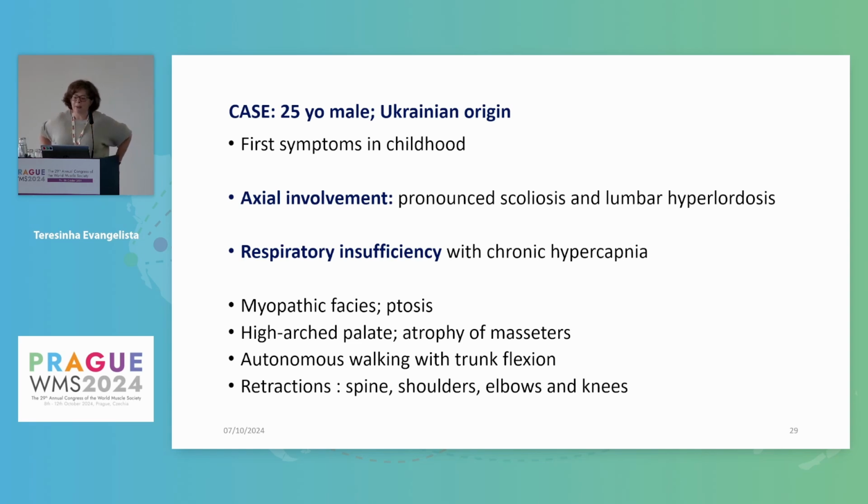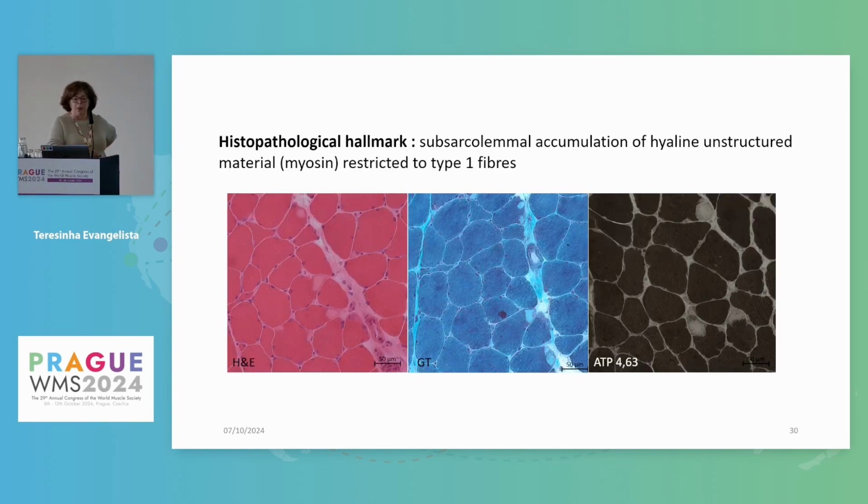So another case, I'm not going to get to the end. It's a 25-year-old male, Ukrainian. He started his symptoms in childhood. He has axial involvement with a pronounced scoliosis and lumbar hyperlordosis, respiratory insufficiency with chronic hypercapnia, myopathic facies, ptosis, high arched palate, atrophy of the masseters, autonomous walking with trunk flexion. He was really, really retractile. I saw him when I did the muscle biopsy, but he was still walking.